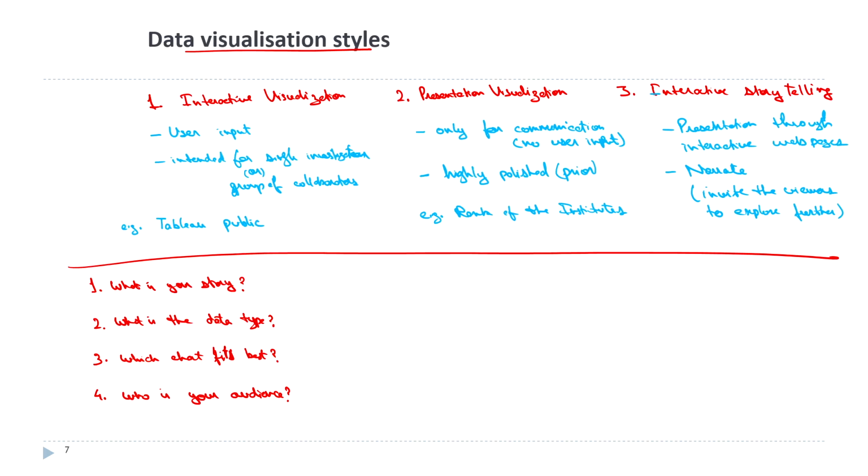So, what is the story, whether it has to be interactive, presentation or storytelling? This is decided only once you are very sure what your story is, or what your final output is that you are trying to target, or what you want the other person to understand.